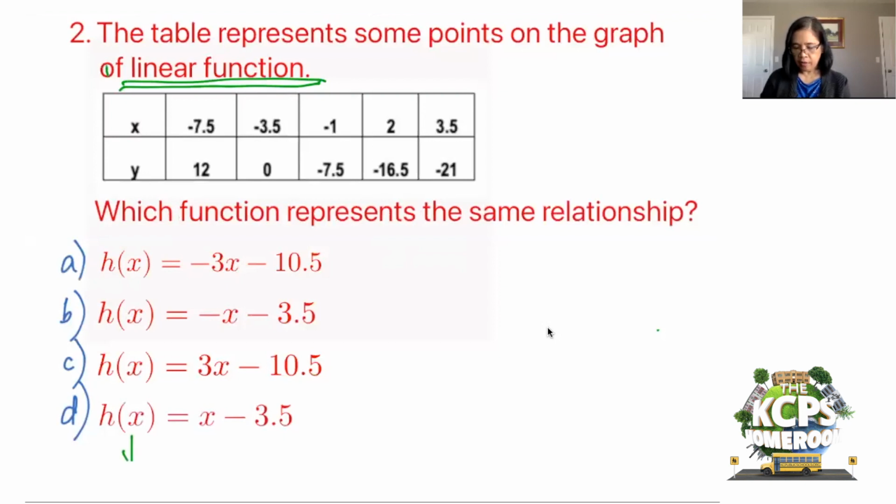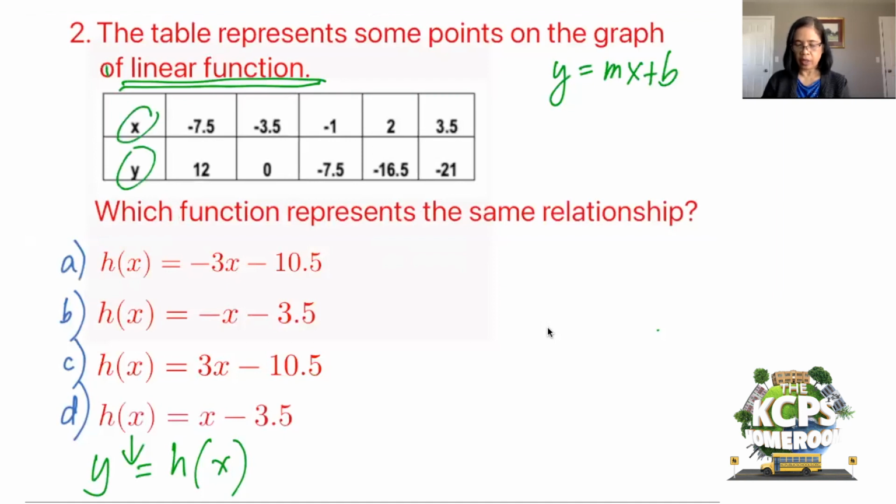So we have here h of x, and remember our function notation, y is equal to f of x, or in this case, our function name is h. So we can replace y with h of x, or h of x with y. So going back, you have the equation y equals mx plus b. This is the slope-intercept form of the line. So we have points here, the ordered pairs x and y: negative 7.5 and 12, negative 3.5 and 0, negative 1 and negative 7.5, and so on.